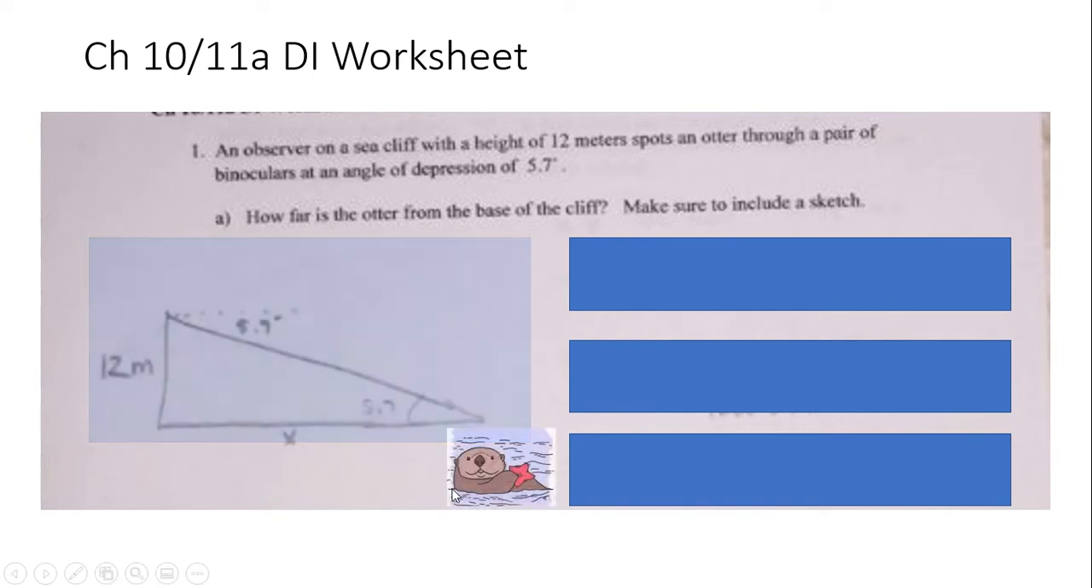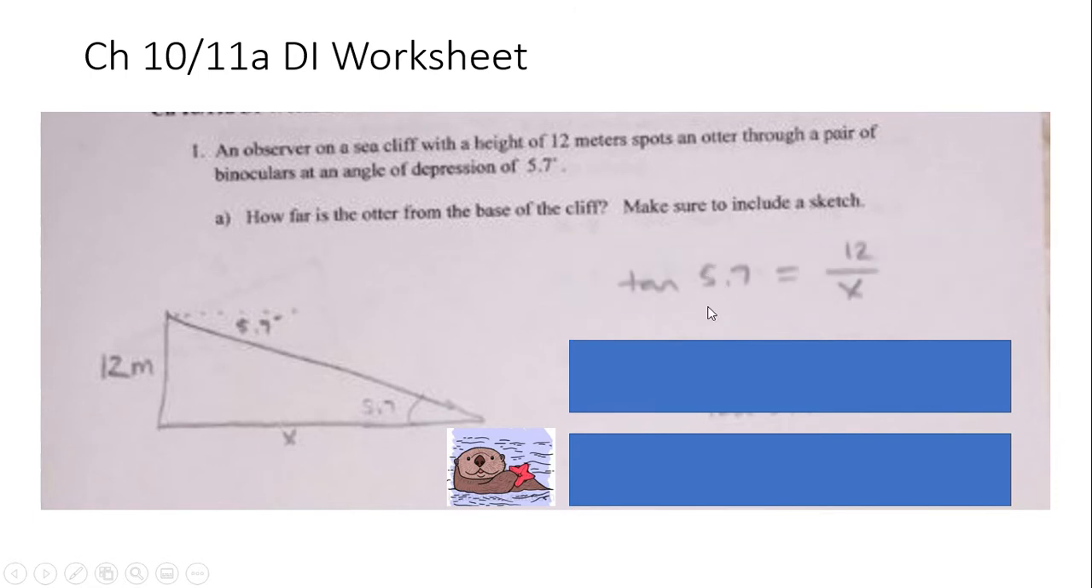All right, well, let's draw a sketch. He's 12 meters high, and it's an angle of depression of 5.7 degrees down to the sea otter here. How far is this distance from the otter to the base of the cliff? Okay, so we can simply use the tangent function. Remember alternate interior angles. This angle is going to be the same as this. So tangent of 5.7 is going to be opposite over adjacent, so 12 over x.